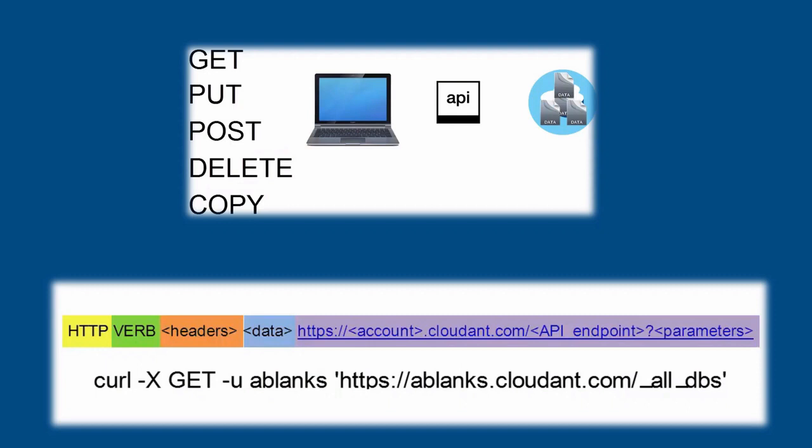The curl -X is an argument, that is the verb. We have GET, which is a header, or you can provide more arguments. Then you can provide data and the location of the document. Here we have the addblanks.cloudant.com account, and _all_dbs is the databases we want to fetch.